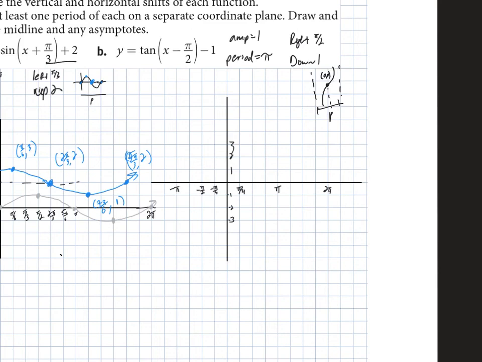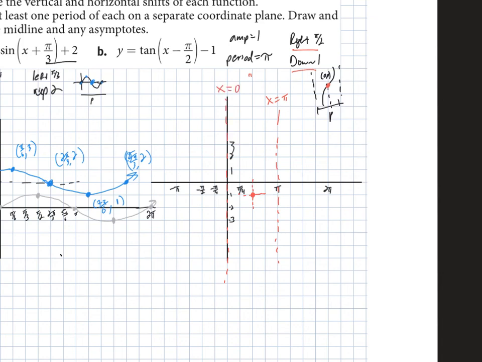So let's think about where these new shifted axes would be here in red. So right pi over 2, down 1. So pi over 2 and down 1 is here. So my new 0, 0 point is here. My period is still pi, so pi over 2 to the right is going to be from pi over 2 over to another pi over 2. That's actually going to be here at pi. So here's my first vertical asymptote at x equals pi. Pi over 2 to the left will actually be at 0. And again, I could repeat this over and over again.